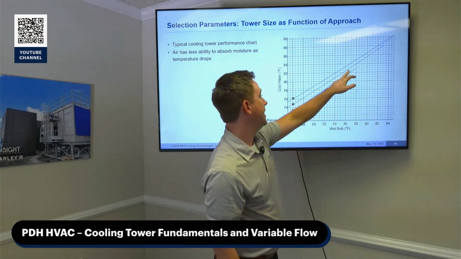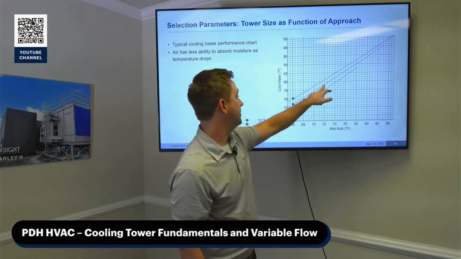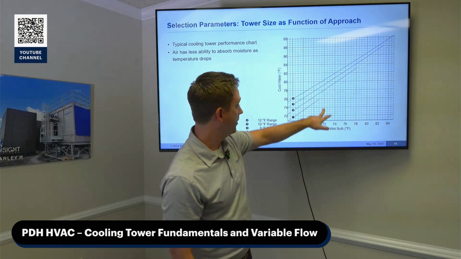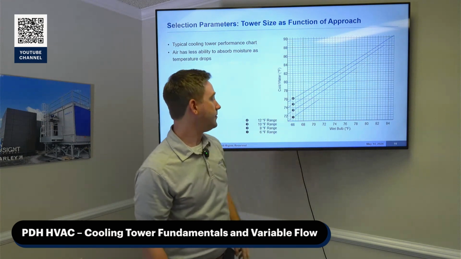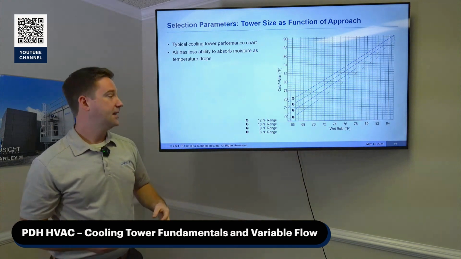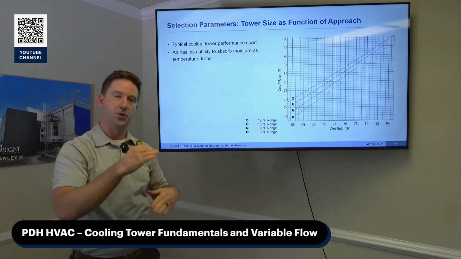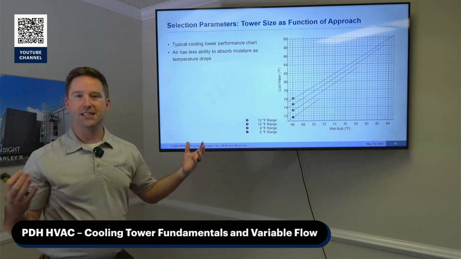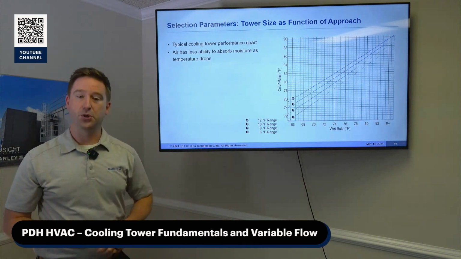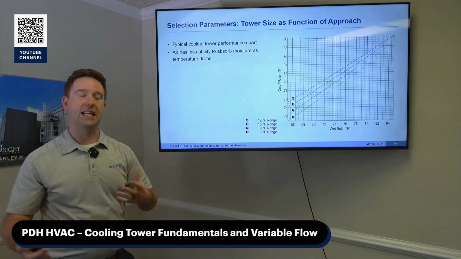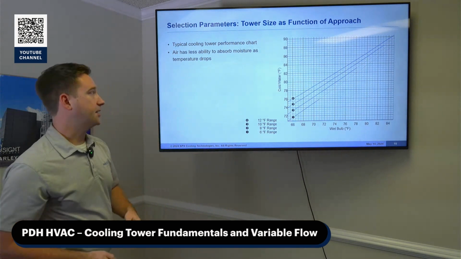And then you follow that same line down and you get to, let's say, about a 79-degree cold water, and be at a 7-degree approach. So you can see that the approach gets larger the colder it is. And that's because the air isn't able to absorb water as effectively in colder temperatures. So you're not able to evaporate water and reject that heat as much in colder temperatures. So something to keep in mind as you're designing your tower.